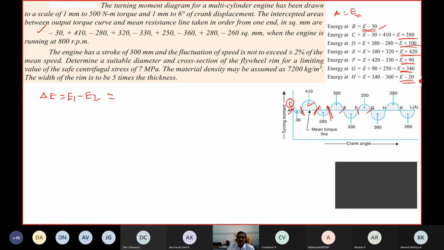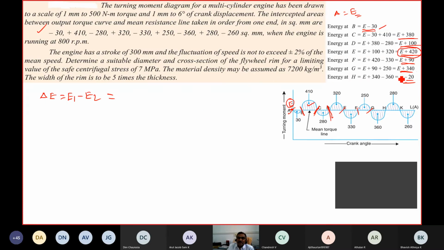Out of this, you find which is maximum. E minus 30, so it is less, leave it. E plus 380, E plus 100, E plus 420, E plus 90, E plus 340. Here again E minus 20, so you leave it. Out of this, which is maximum? E plus 420 is maximum.